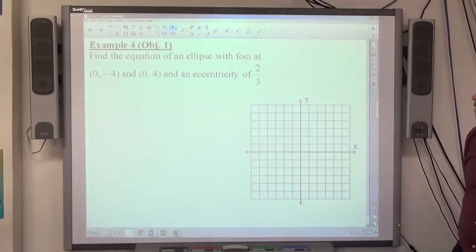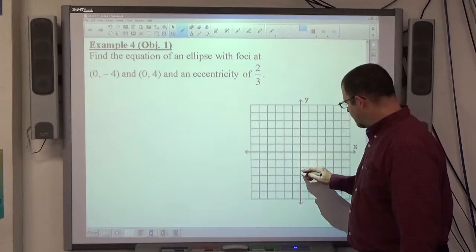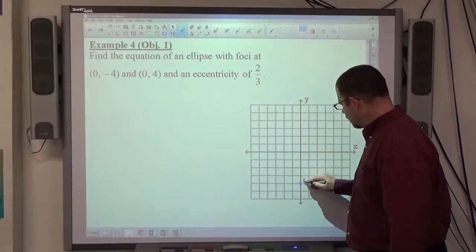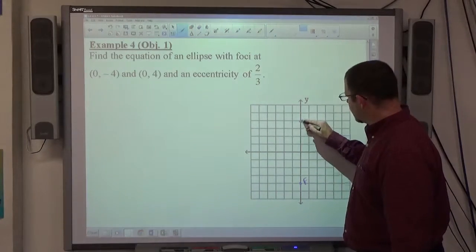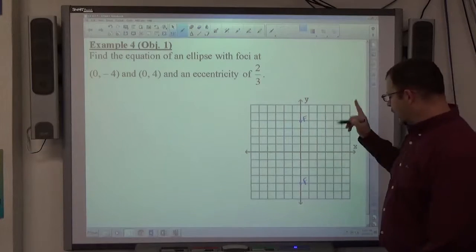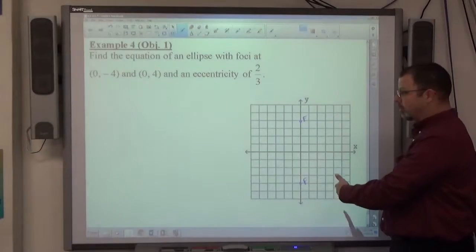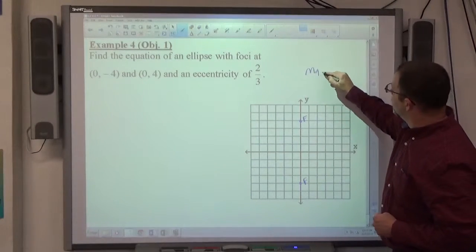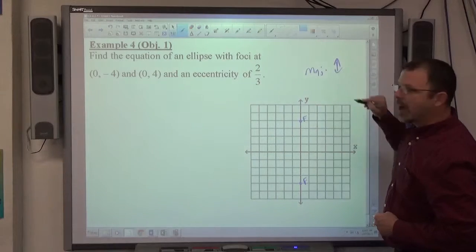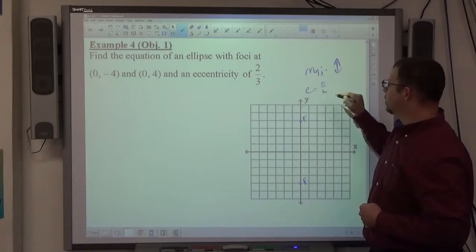All right, so find the equation of an ellipse with foci at (0, -4) and (0, 4). So (0, -4) is a focus, (0, 4) is a focus, and an eccentricity of 2/3. Now, first off, I can see very clearly the foci are positioned vertically again, which means the major axis is going to be a vertical major axis, right? That tells me eccentricity for this one's going to be c over b.